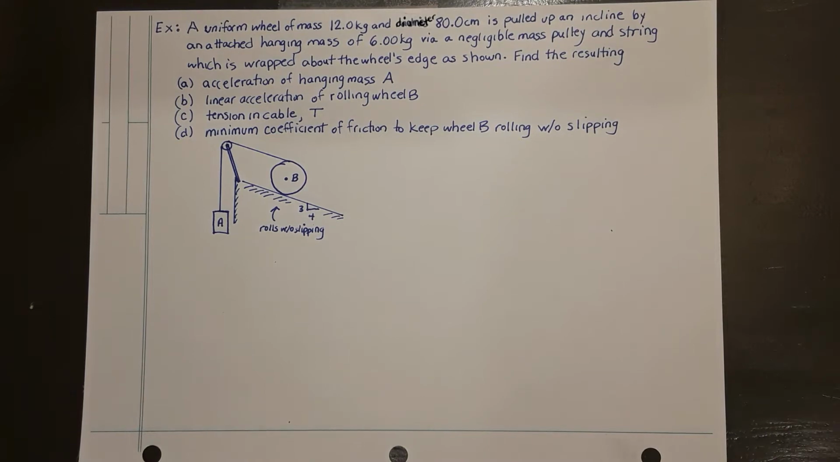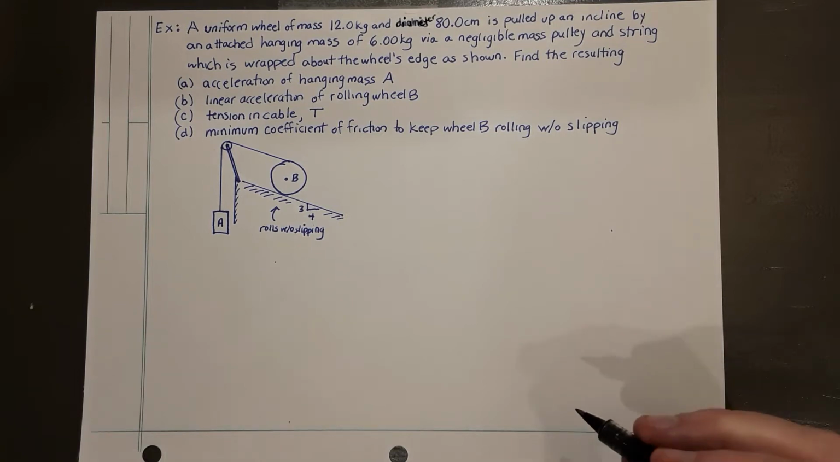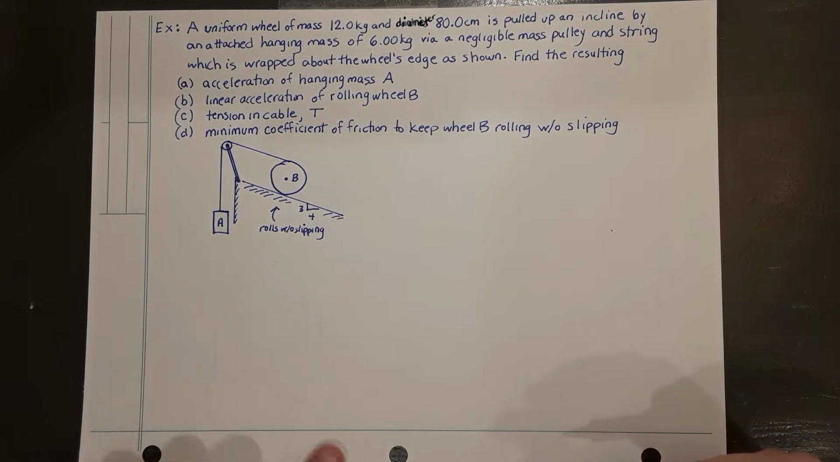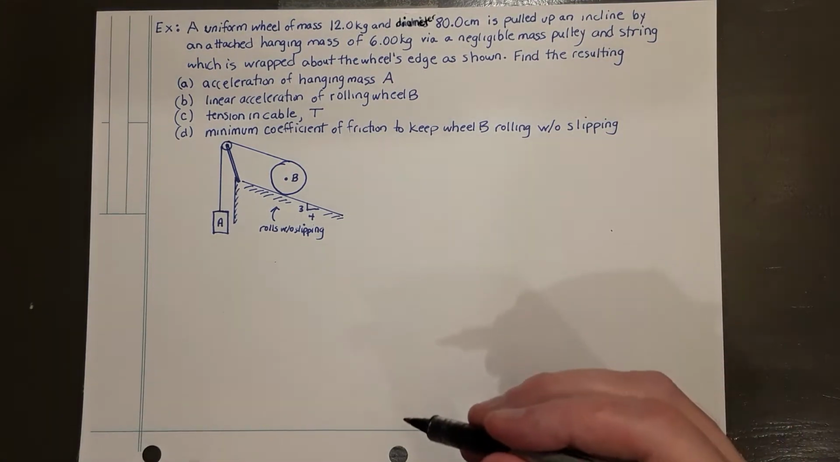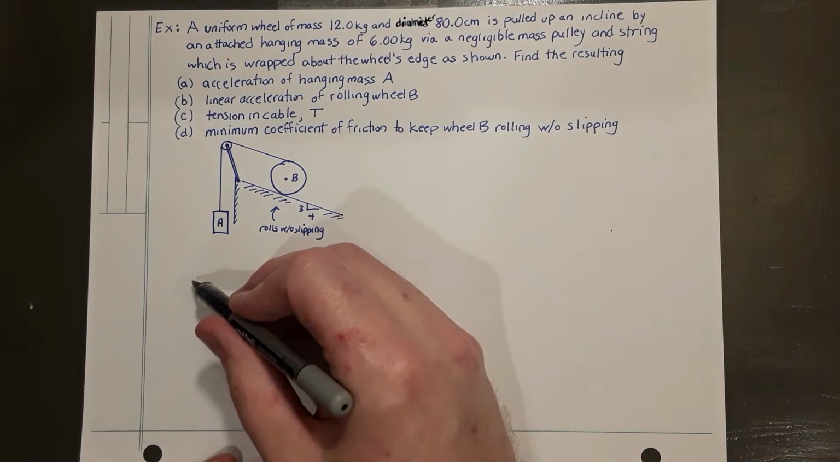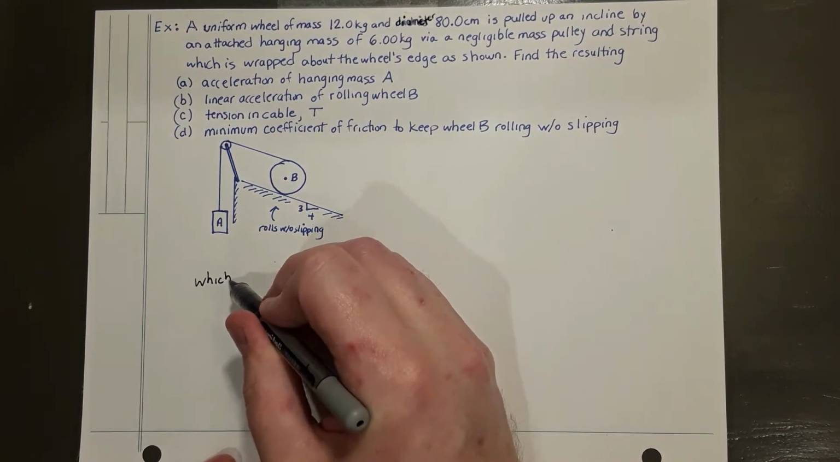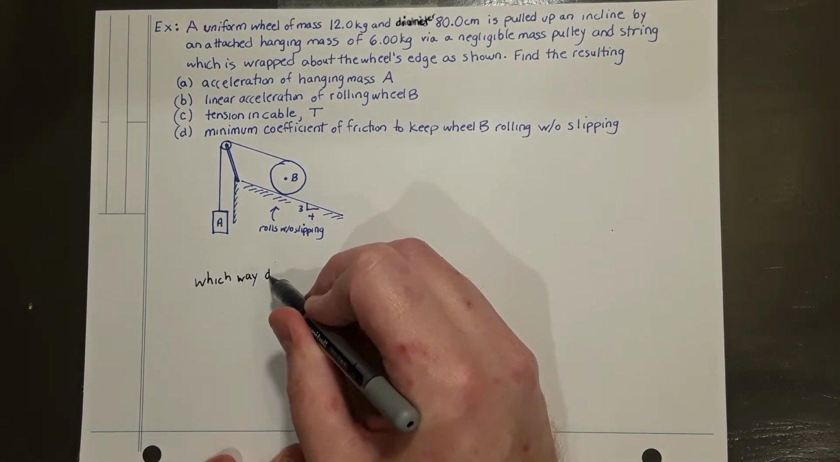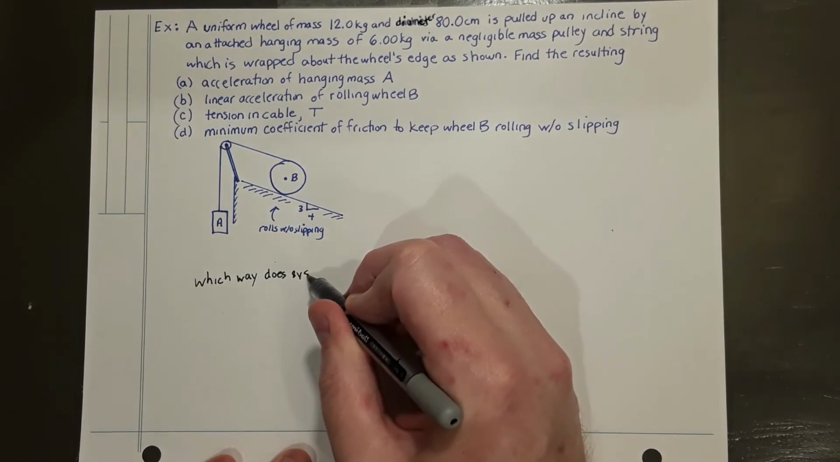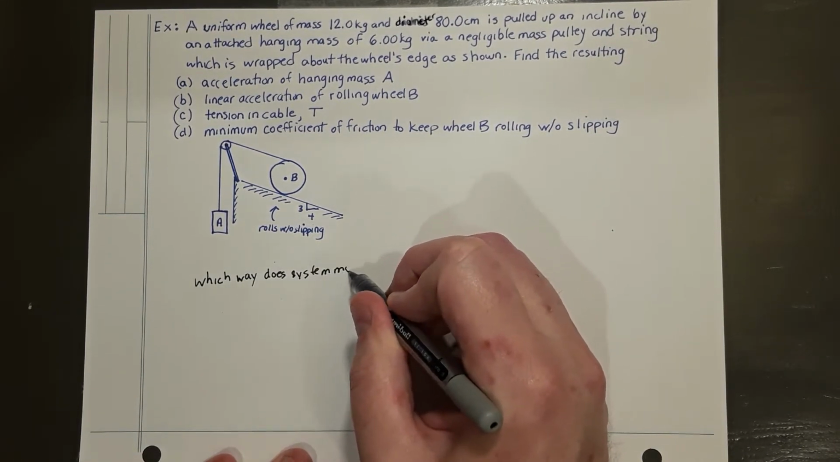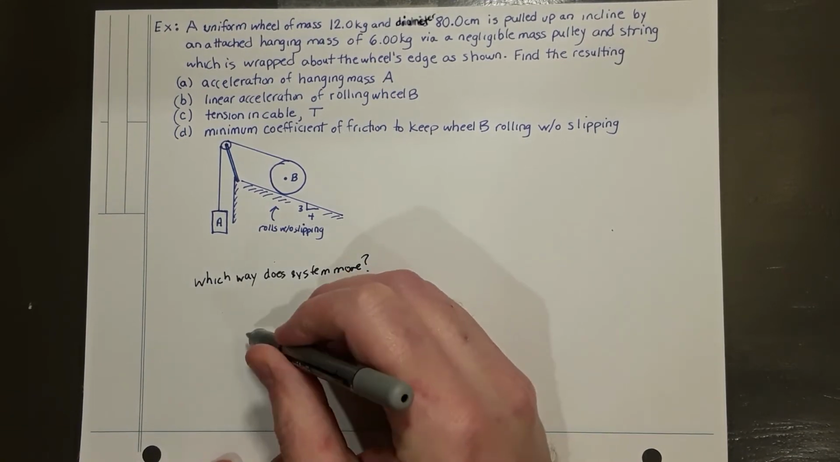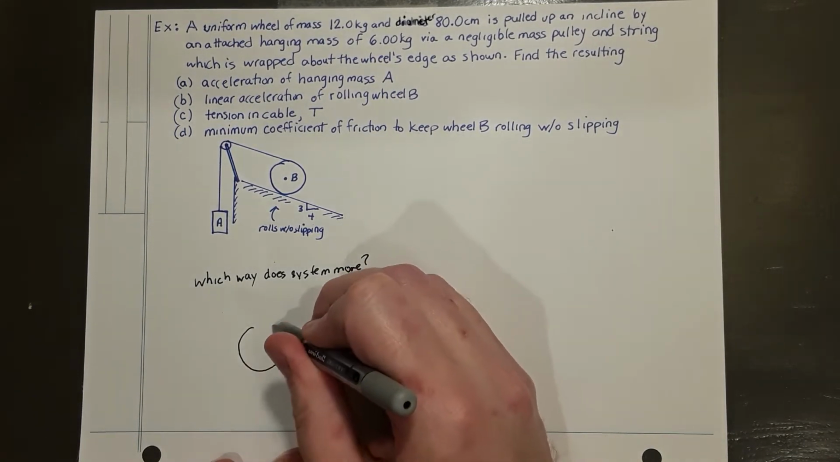And so step 2, we would normally label our positive directions for our vector components. In this example, we don't know which way the system moves, so we have to do that calculation first. And the way that it is done with an object that is exhibiting rolling motion is to analyze the moments on the wheel. So to answer this question, which way does the system move? We need to look at the rolling wheel itself.